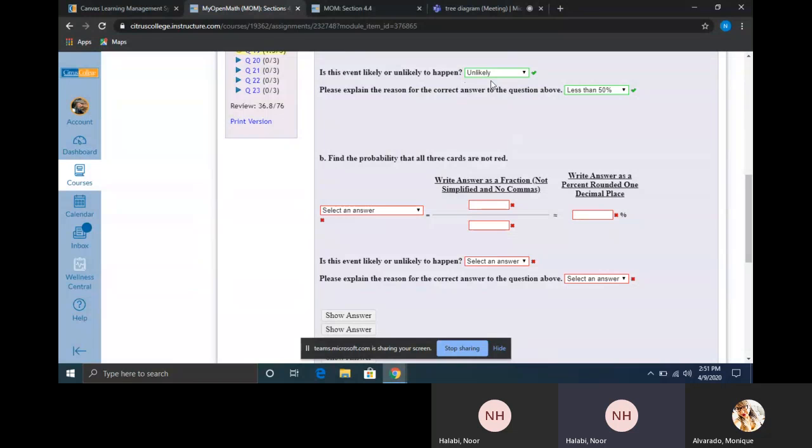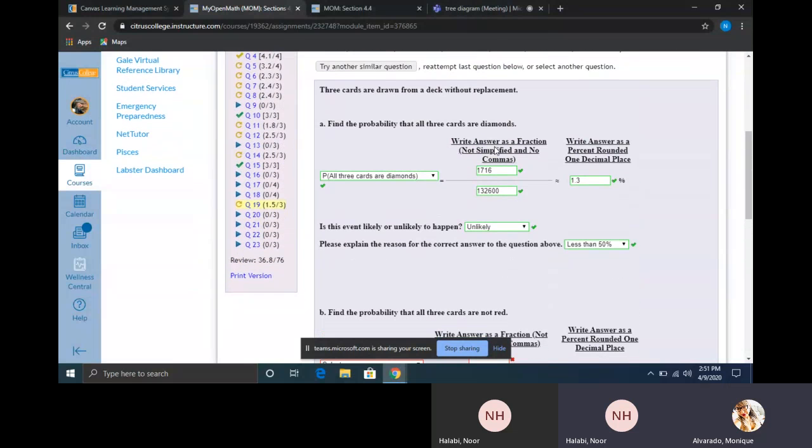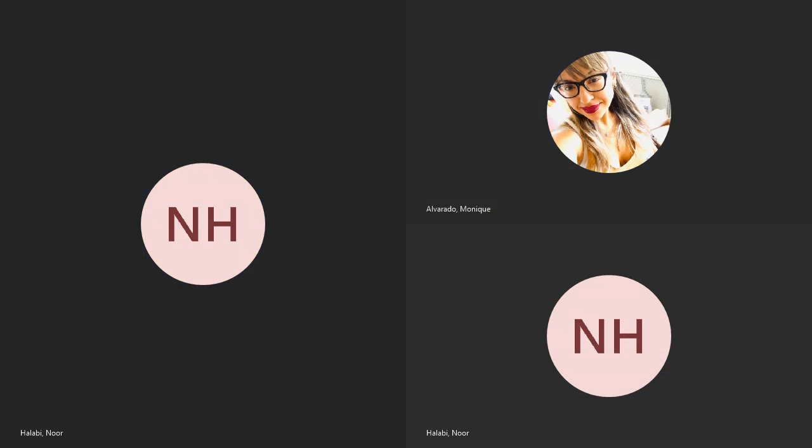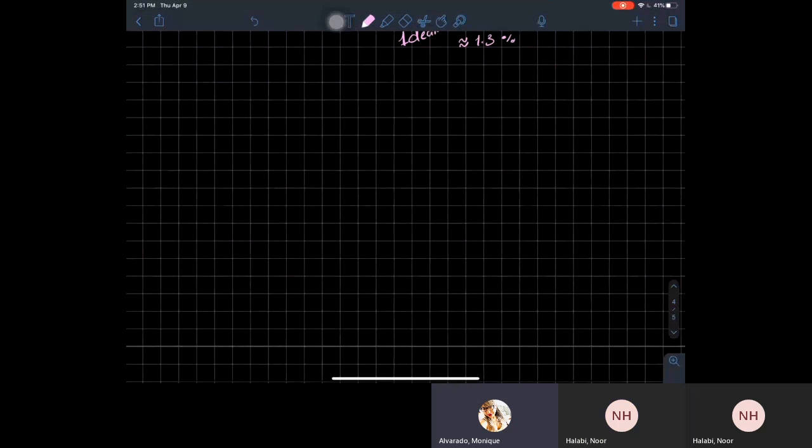However, again, we're not replacing them. So we're going to have to do what we were doing in the first one. I'm going to share my screen again and we can do it again so that you can write it. It says 3 cards are drawn from a deck without replacement. So it's the same concept, the same problem. They can change the problem, but for this one, they did not change it.